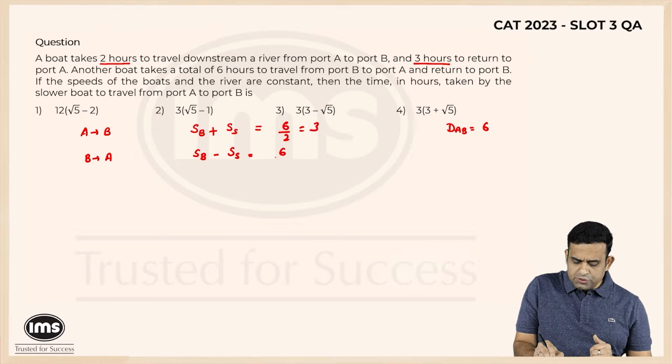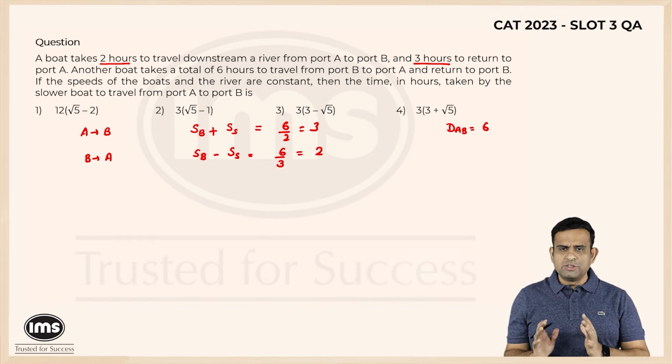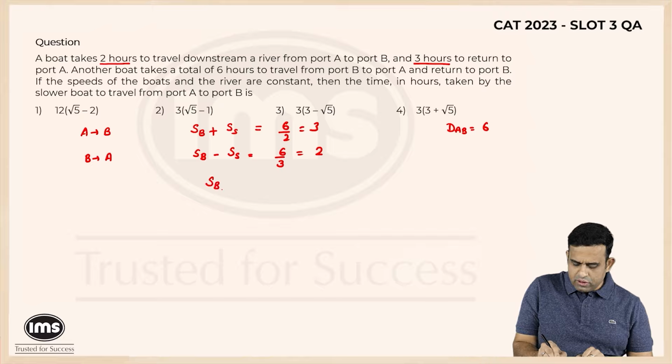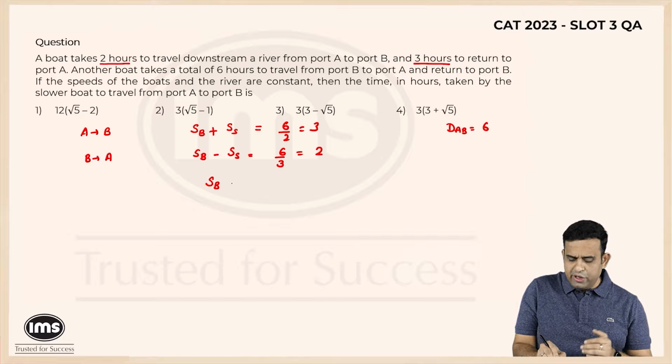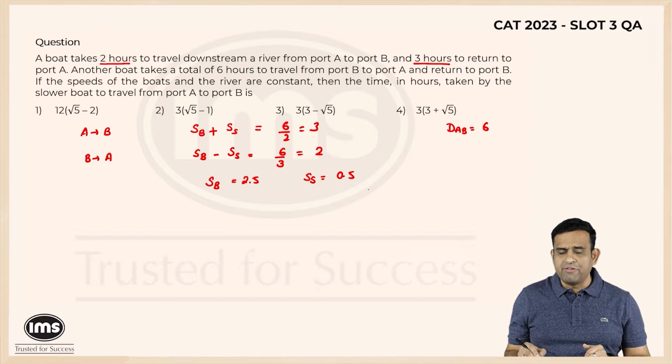And this should be equal to 6 divided by 3, giving you a 2. So if you solve for this, one can find out the value of the speed of the boat and the speed of the stream. So the speed of the boat, if you add them up, will come out to be 2 SB equals 5. SB comes out to be 2.5. And the speed of the stream comes out to be nothing but 0.5.